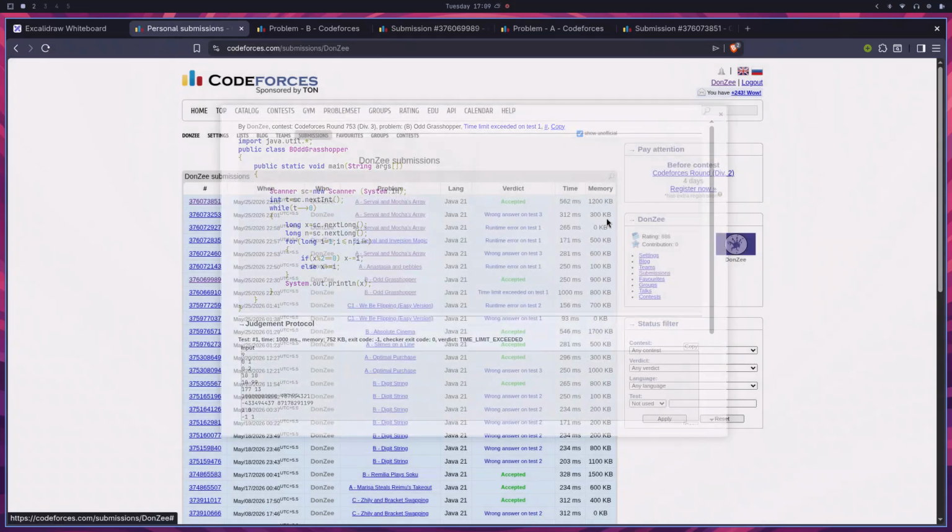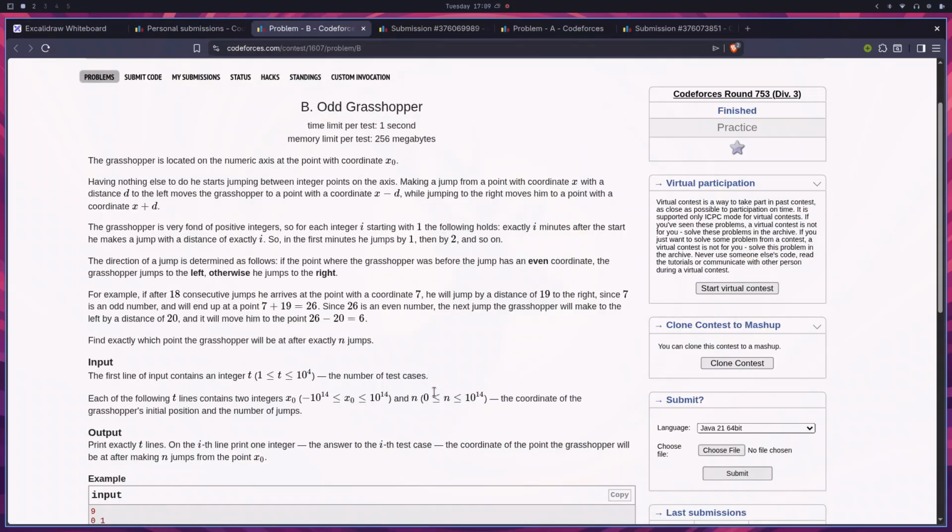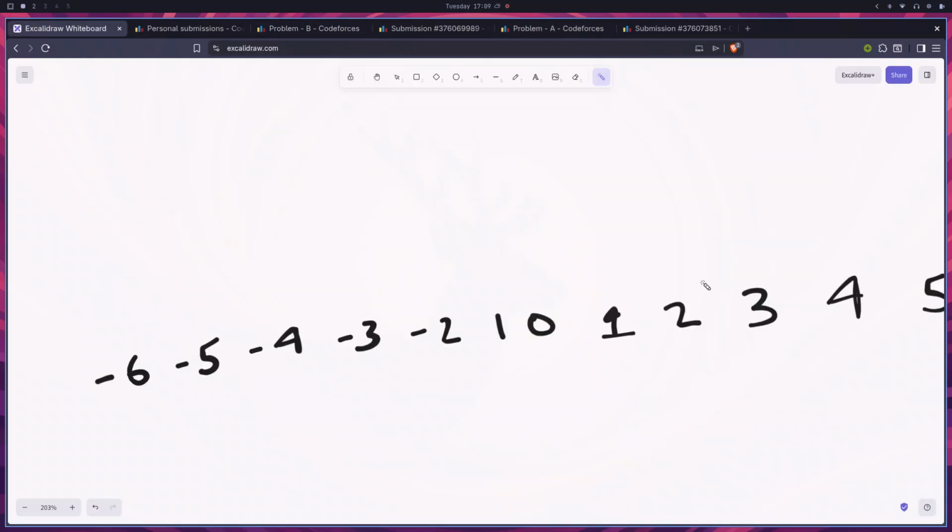But as you can notice, I got a TLE because the number of jumps is much greater than the time allows. 1 second is nearly 10 to the power 8 operations. So for each test case, we have 10 to the power 8 operations, but my solution was exceeding that. So the manual way wasn't working. We need to find a new optimized way, some mathematical observation or anything like that.